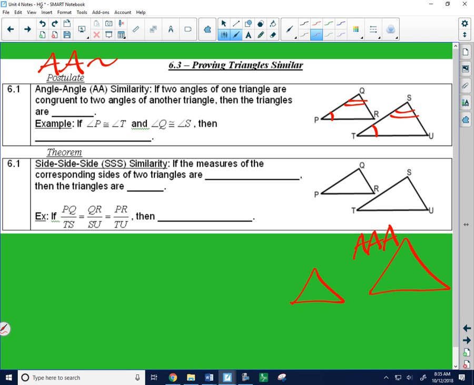I know it's only one letter less, but we as mathematicians want to be very concise. We don't need 3 A's, we only need 2 A's. So you write angle, angle, similarity. It's because the third angle theorem would get us the third angle. This shows triangles are similar.